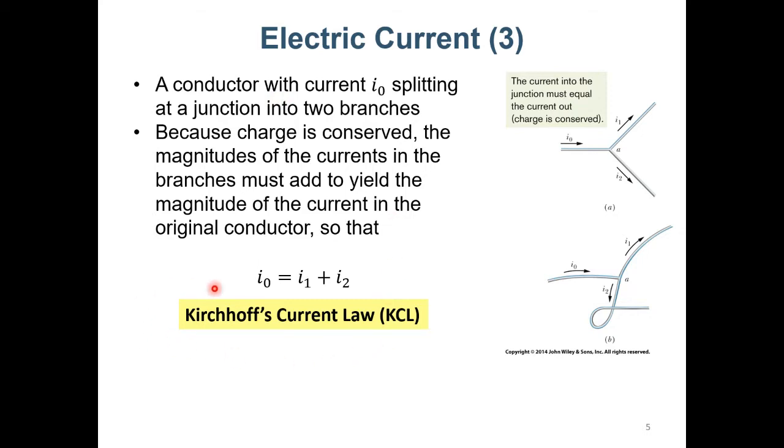There is a law called Kirchhoff's current law. I suppose you have learned it in circuit analysis. It tells you that a conductor with current I0 splitting at a junction into two branches, so we have I0 going into this junction and I1, I2 going out, so I0 should be I1 plus I2. It's nothing special. Even if this line is drawn like this and does not touch this one, I0 is still equal to I1 plus I2.